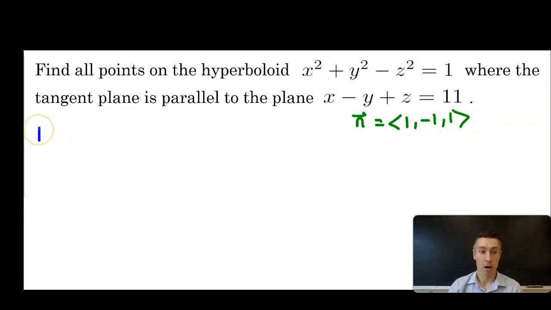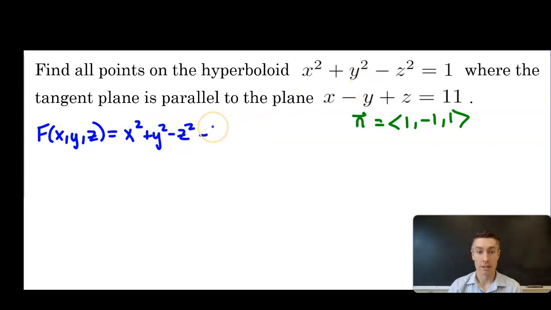We'll define our 4-dimensional function. So f of x, y, z equals x squared plus y squared minus z squared. And again, for consistency, we'll take the 1 so that we're assuming that this surface is the level surface when this function's equal to 0. If we left it, x squared plus y squared minus z squared, that would be fine. And then we would be considering the level surface where this function's equal to 1.